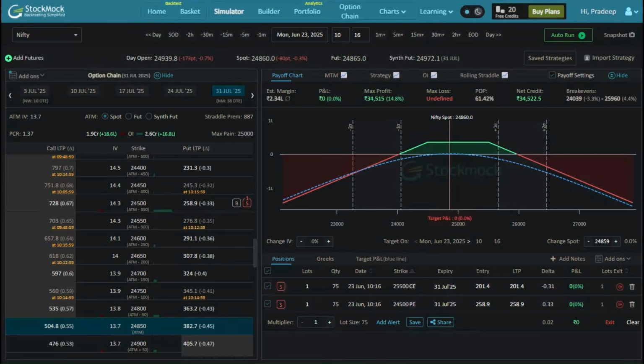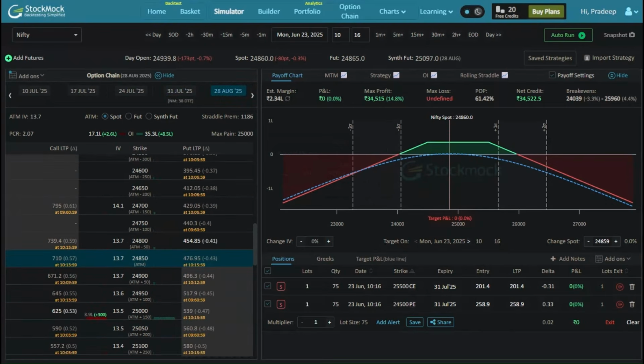Now I'll go to next month. 450 means it is 50% of 900. If my buying is less than 900, then it makes sense. If my buying is going to cost me more than 900, I will not trade.